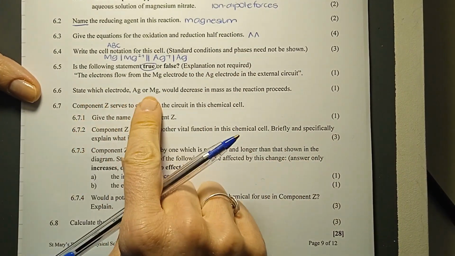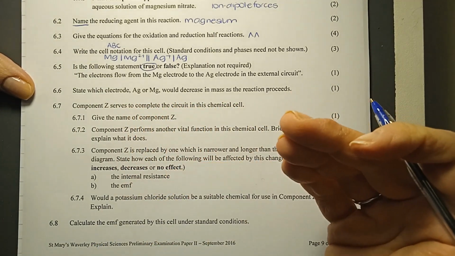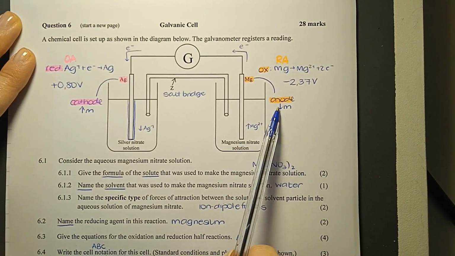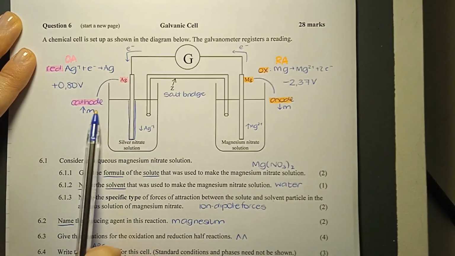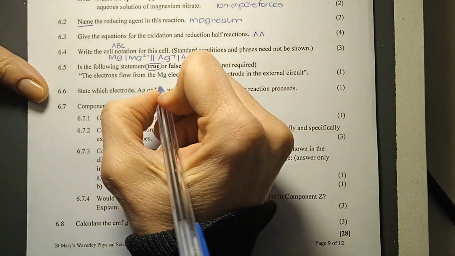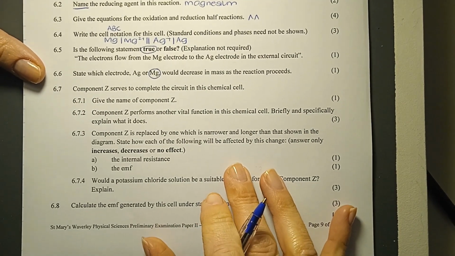And then, state which electrode, silver or magnesium, would decrease in mass as the reaction proceeds. So we know we're looking for our anode. The cathode is always the one that increases in mass, but we also already predicted that. There's our decrease, there's our increase, so it's the anode, so it's the magnesium. And there again, they said just state, so if you wrote Mg or magnesium, that would be fine.